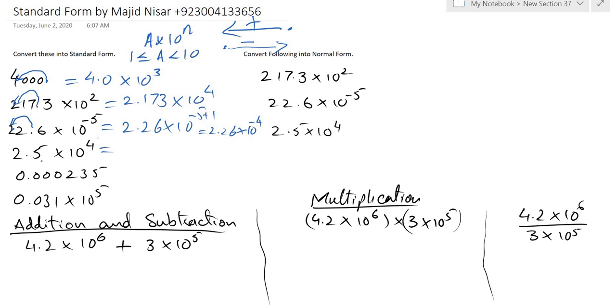Now 2.5 into 10 raised to power 4, we have to convert it into standard form. Oh my god, this is already in standard form because the point is after the first non-zero digit. We do not have to change it, it will remain the same, 10 raised to power 4.